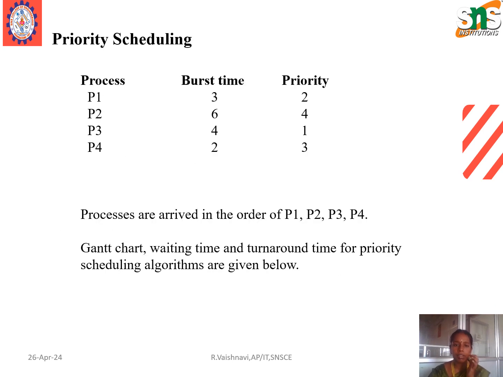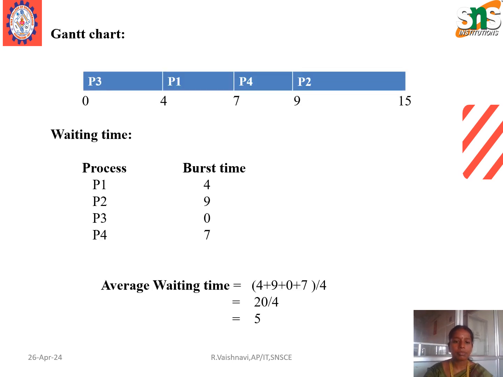We have an example for priority scheduling, that is processes 1 to 4. Here we have the burst time for the processes and the priority. Next, we have to calculate the Gantt chart, waiting time and the turnaround time for the priority scheduling algorithm.